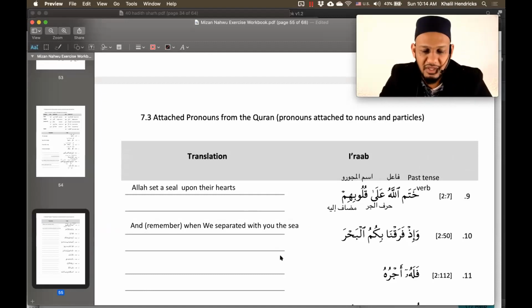وَإِذْ فَرَقْنَا بِكُمُ الْبَحْرَ. وَإِذْ, and when, or remember when. فَرَقْنَا, the na refers to Allah. When we split bikum, with you, and the you refers to the people of Nabi Musa and Israel. We split with you al-Bahra, the sea. So obviously it's a strange thing to say. What does Allah mean when He says we split the sea with you? There are many tafsir about it.